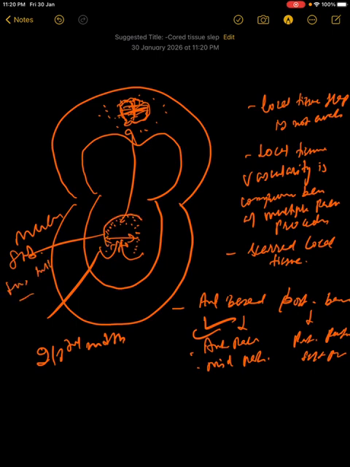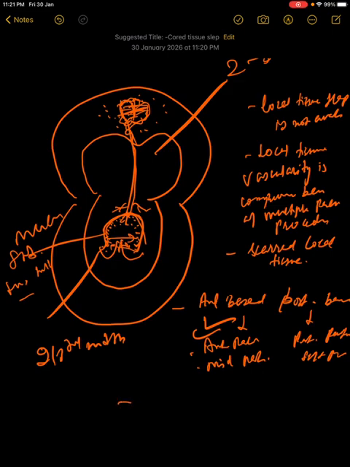Now we'll raise it, and after raising this flap, this part of the tongue is closed primarily. It can be closed in a single layer, or it can be a layered closure as well. So next we will cover this palatal defect with this flap, and this flap is divided after 2 to 3 weeks.